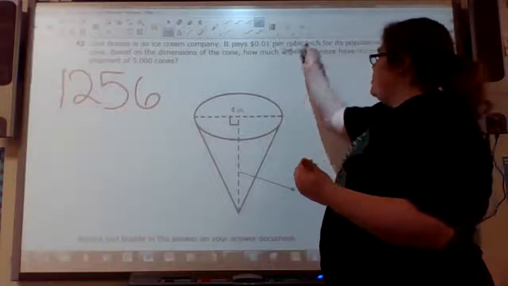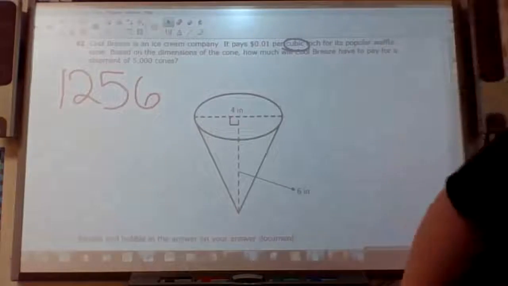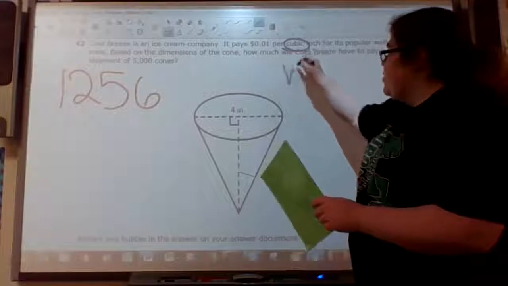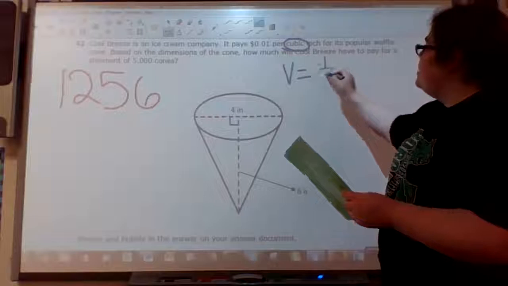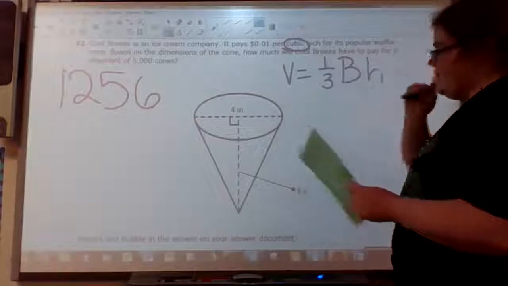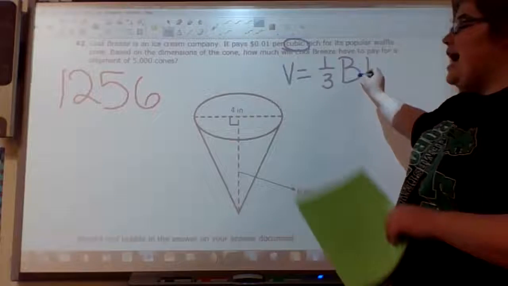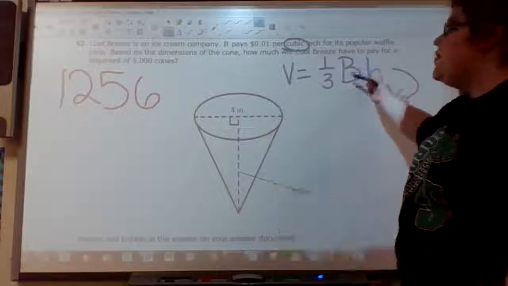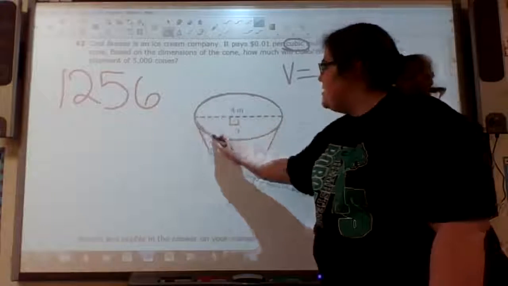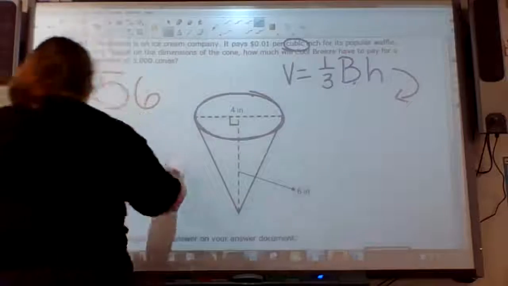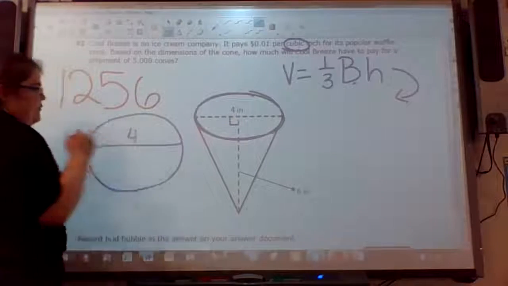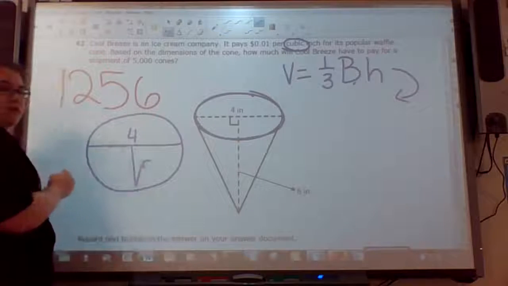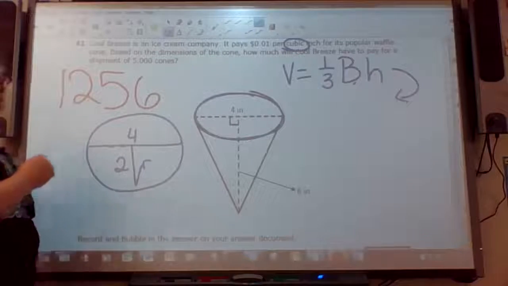Cubic is volume. So you have to find the volume, which means you need this handy dandy star chart. Volume of a cone says 1/3 area times height. I have to rewrite this formula. I cannot use that formula, because this is talking about area of the base. The base is a circle. So my base is one circle with a diameter of 4. Remember, the diameter goes across, the radius is half.